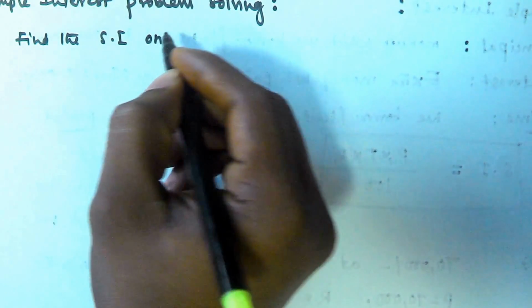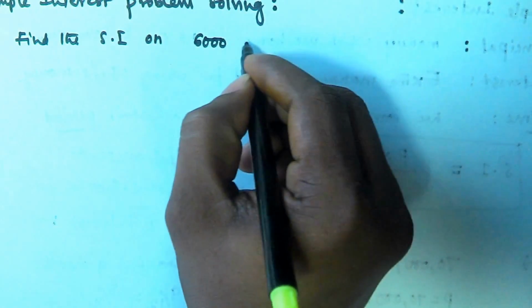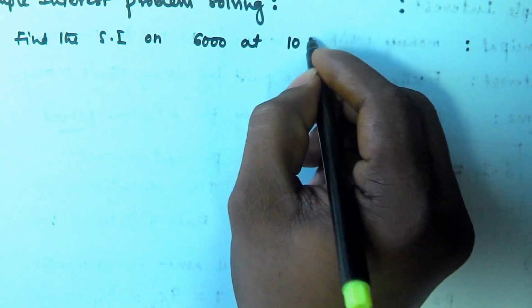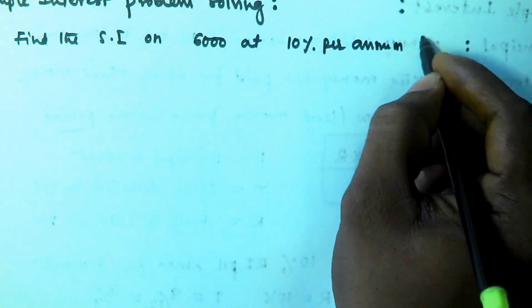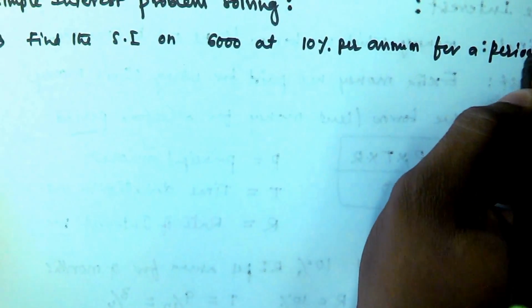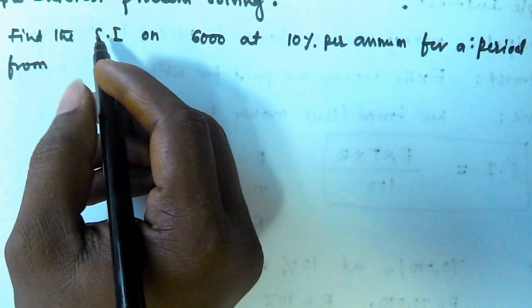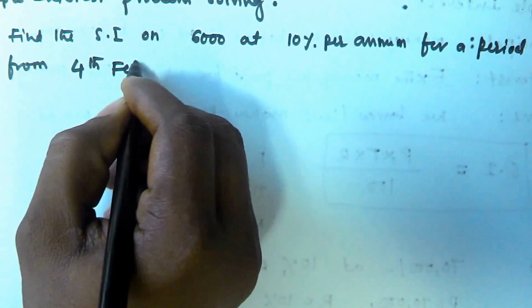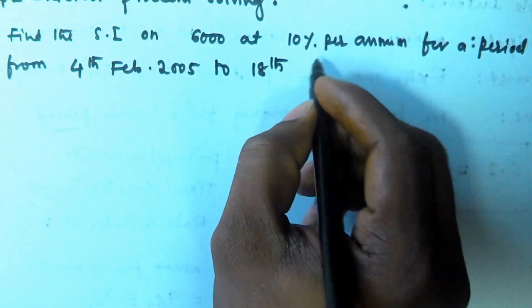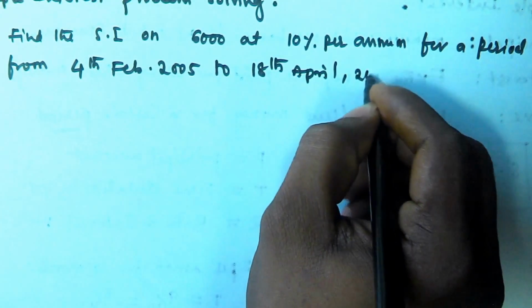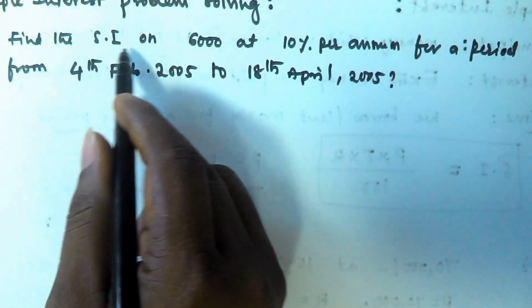Okay, so let us consider: find the simple interest on rupees 6,000 at 10 percent, I mean the rate of interest is 10 percent per annum, for a period from 4th February 2005 to 18th April 2005.